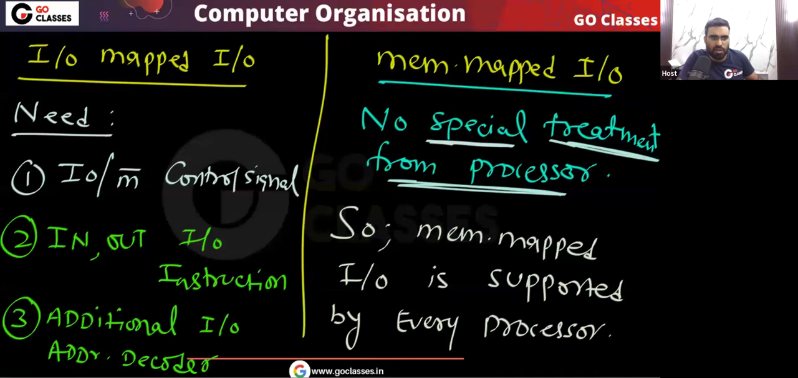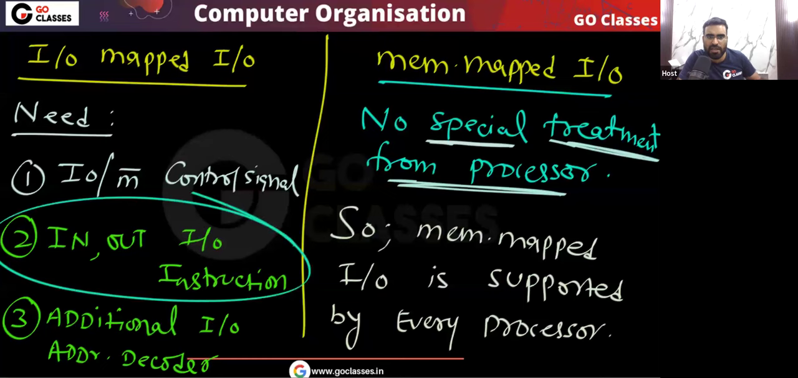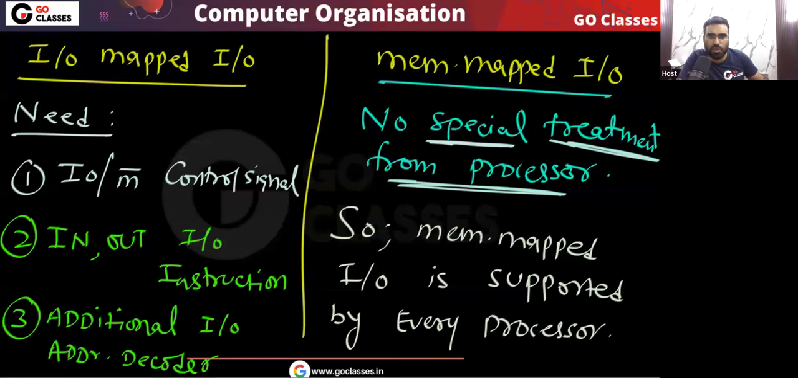If you want to use it, you don't need anything extra. You don't need any new control signal. You don't need any new IO instruction. You don't need any new decoder. So remember, you don't need any special treatment from the processor. That is the reason this memory mapped IO is supported by every processor.